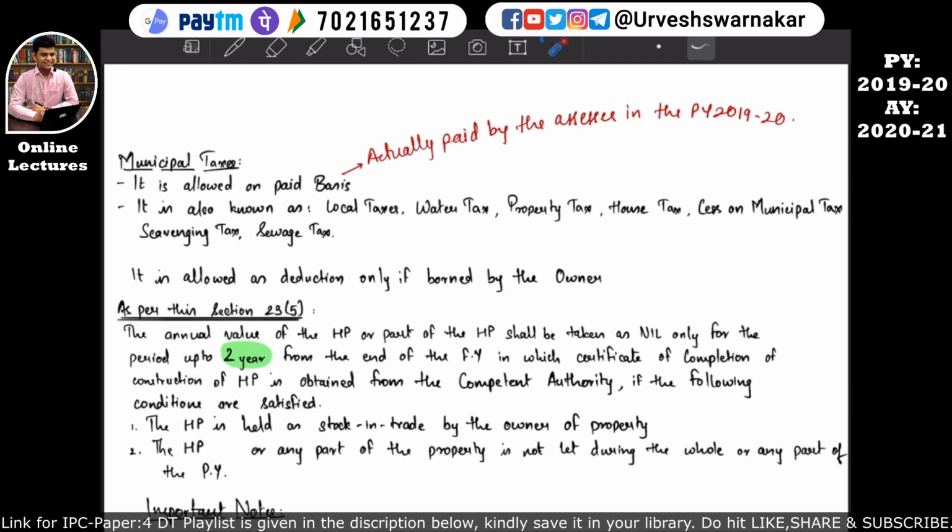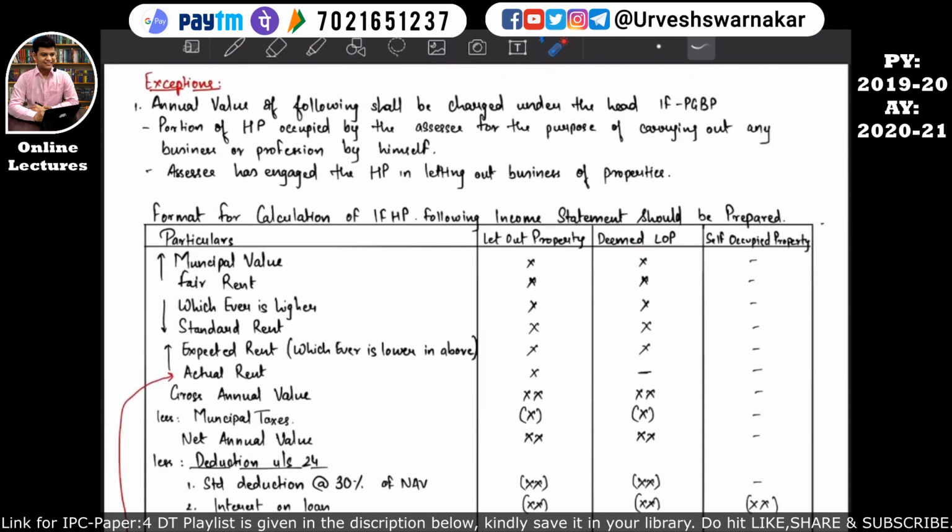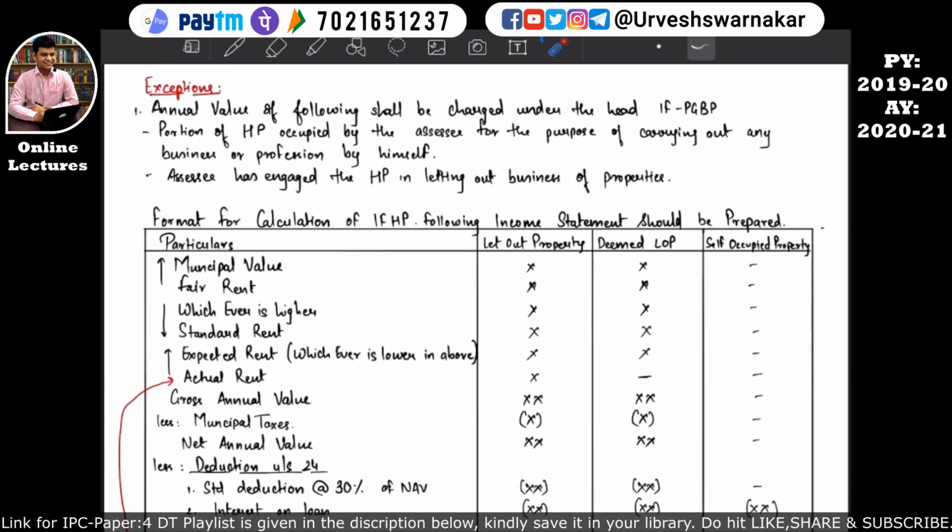Borne by the assessee simply means that, I'll write it over here, he earns rent income and pays taxes from that only. If an assessee is earning rent income and he is paying taxes from that rent income, then only these municipal taxes will be allowed as deduction from the gross annual value. I hope this is quite clear to you. If the tenant is paying over and above the rent that he is paying to the assessee, then such municipal taxes paid by the tenant will not be reduced from the gross annual value.